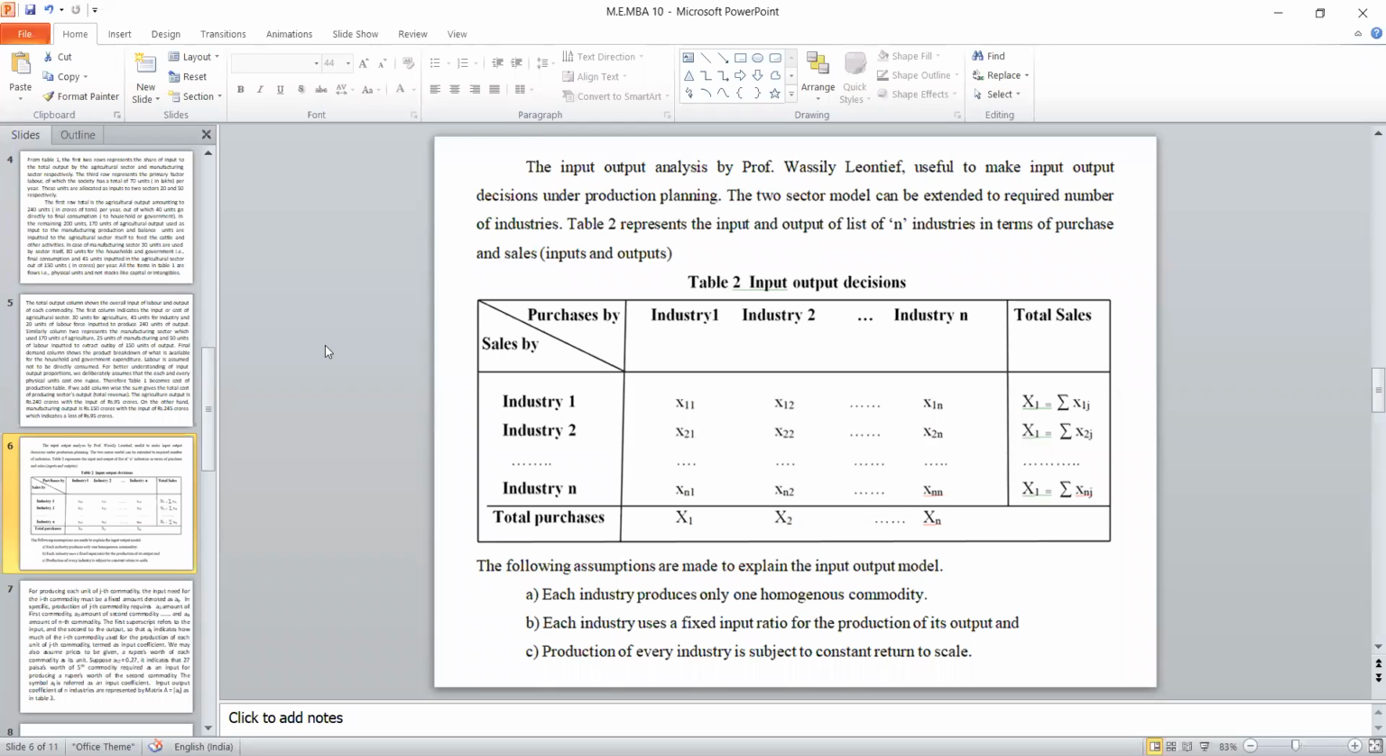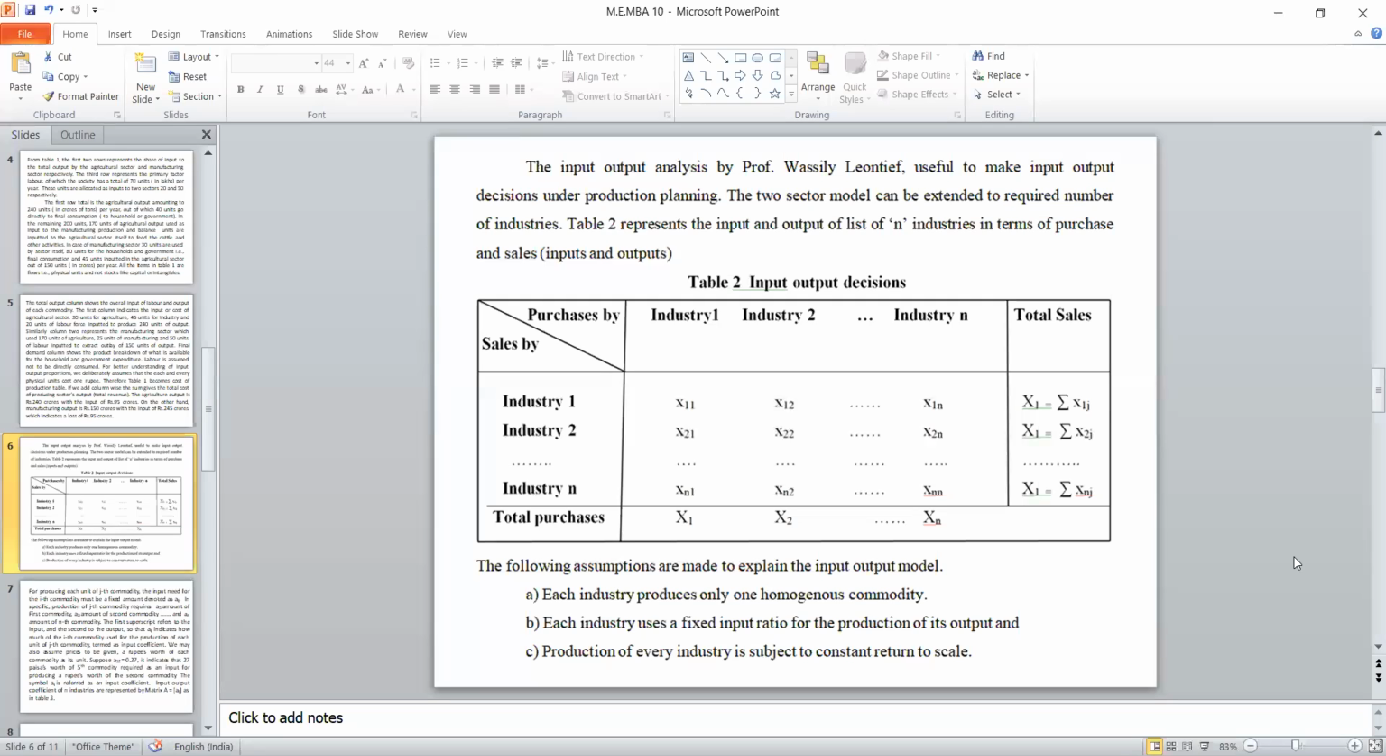Likewise, for the second industry, what will be the x2? It will be summation of x2j, up to the nth industry, it is summation of xnj. This is in the case of sales. Coming to the purchase side, we may take x1 as the total output, x2 for the second industry, x3 for the third industry, up to xn. So in order to maintain that relation, it will be a linear relation.